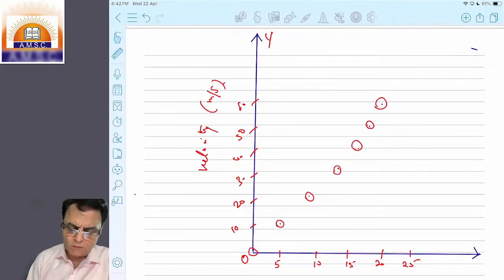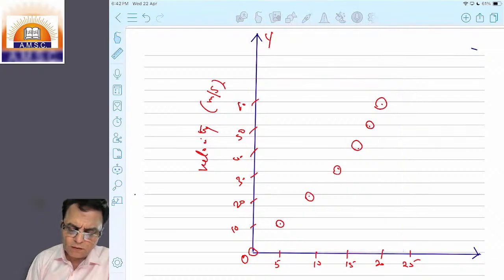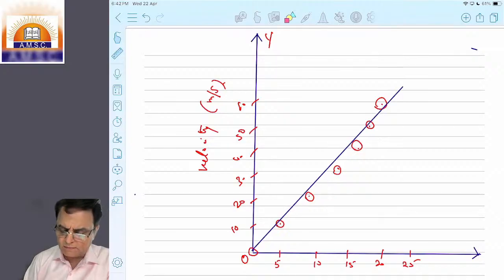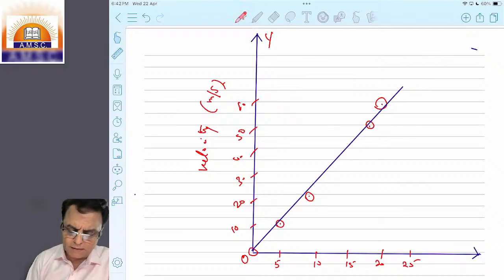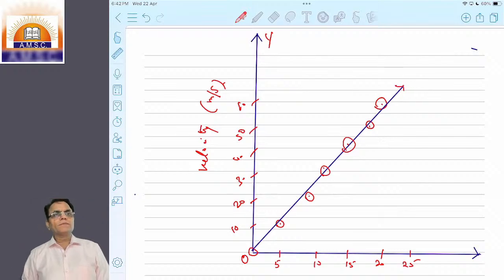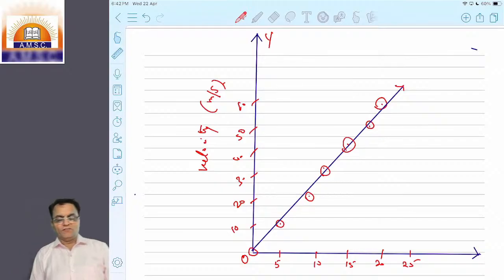So what we see is that when we join these points, it always creates a straight line. These points always create a straight line. Is it clear? These points always create a straight line. Is it clear? So in the velocity time graph, the VT graph.